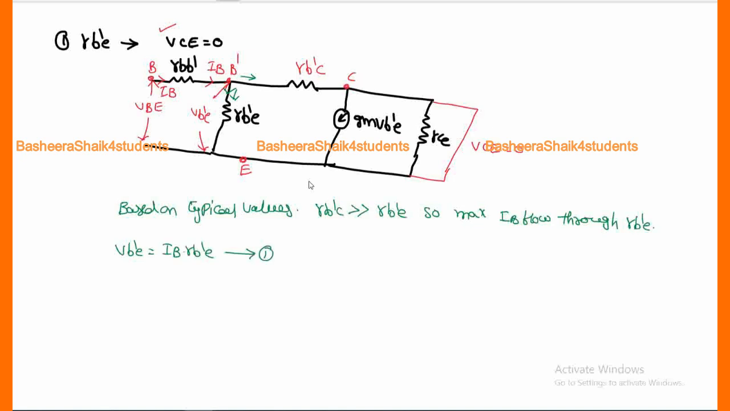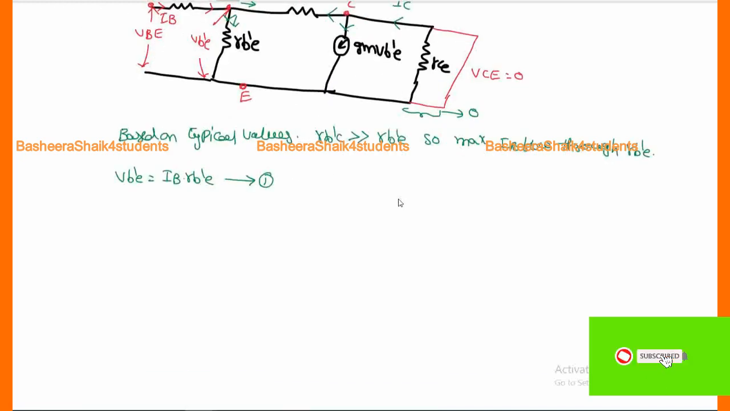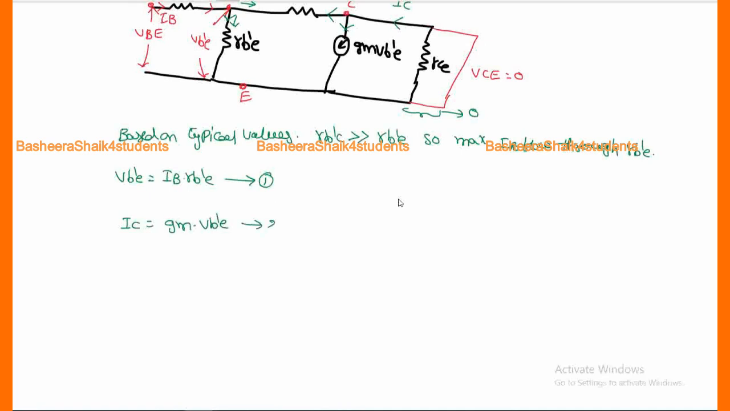Similarly, if you observe the output circuitry, rce is in parallel with the short circuit over here, then the effective resistance value is going to be 0. Then the current IC flows over here, and this IC is divided into two branches. Some amount of current flows in rb'c, and the remaining appears as gm Vb'e. So we can write IC equal to gm Vb'e. Let's consider this equation number 2.